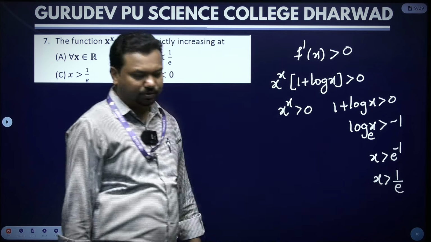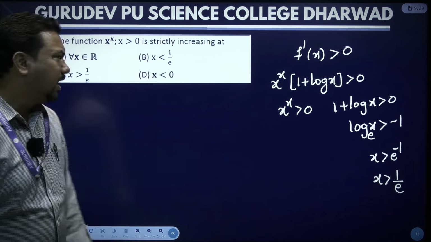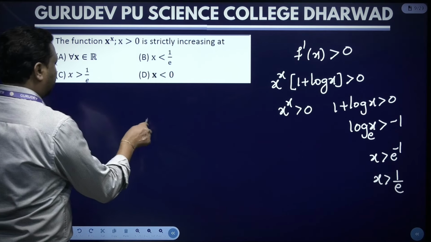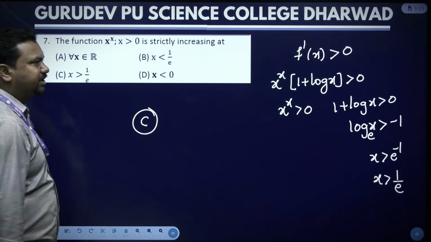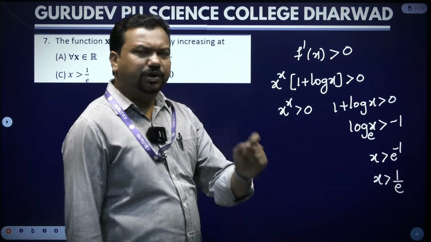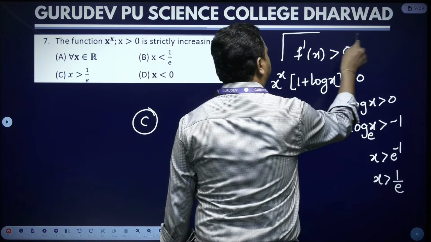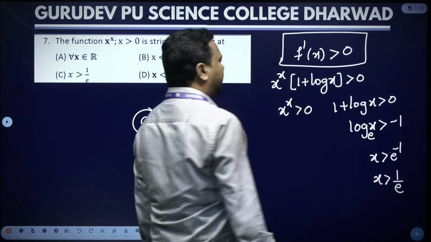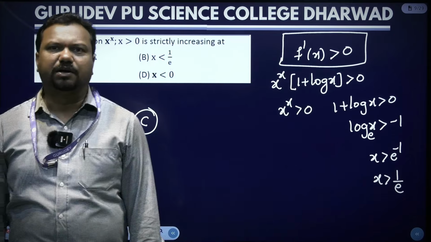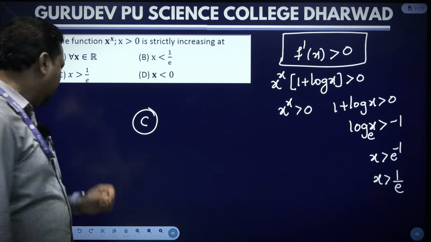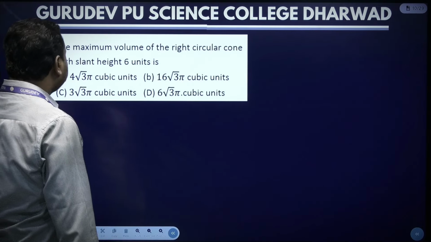And then, we have to correct. So what is your answer to this question? It is option C. Clear? If you know the definition of strictly increasing, the problem becomes very easy to solve. Take a note on that. Clear? Let's go for the next one.